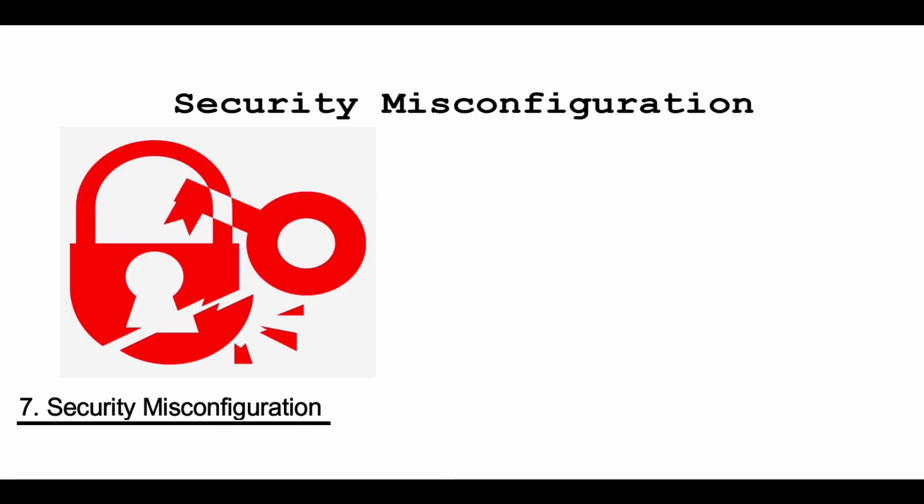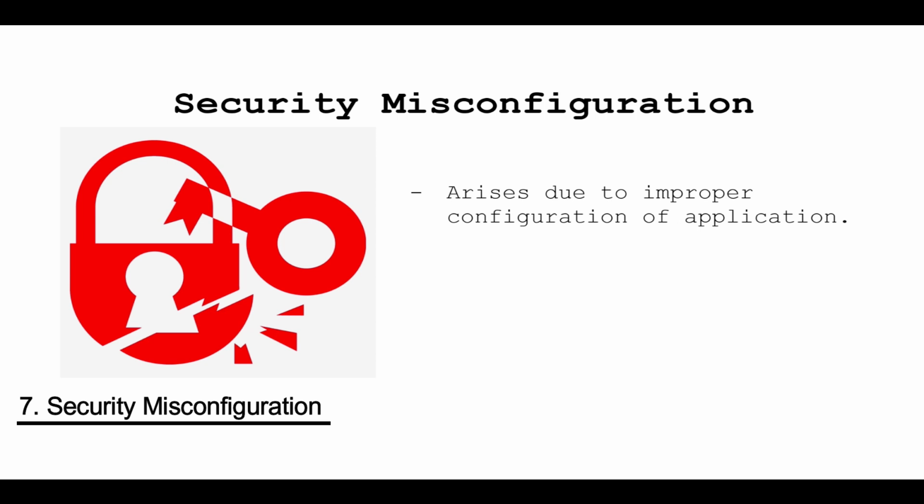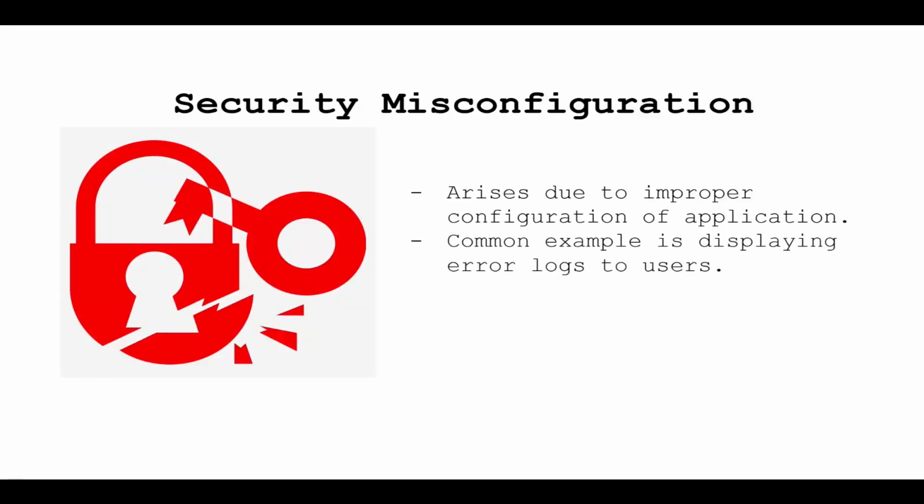Security misconfiguration is a security vulnerability that arises when an application is not configured properly. This can result in exposure of sensitive data such as error messages or system information. For example, if you don't change the default settings of your backend application, it can expose the error messages to the user instead of gracefully handling it.